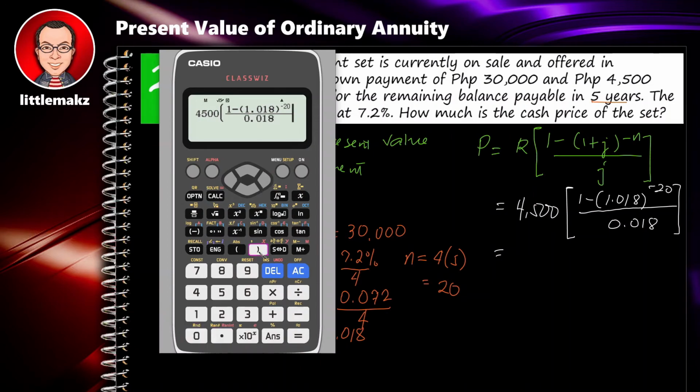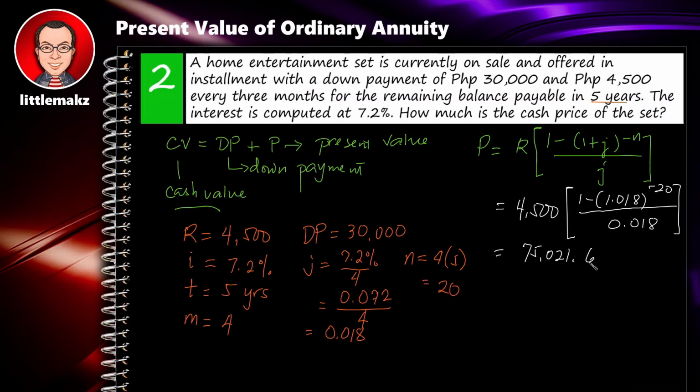Then the value will be 75,021 pesos and 60 centavos. So take note, we've just found our present value, but that's not what we are actually looking for. We need to have our present value added to our down payment to get the cash value in this case.